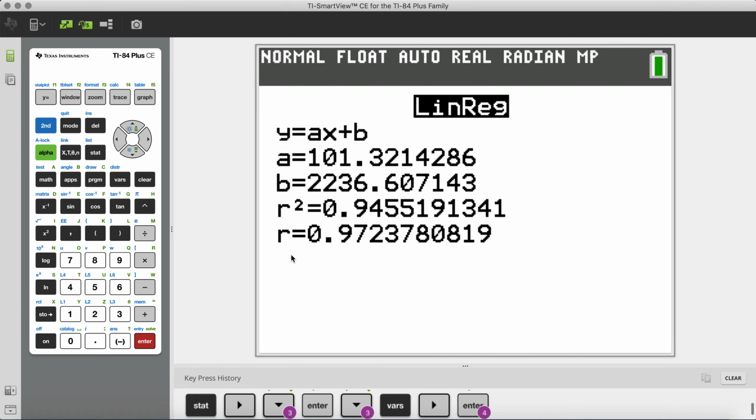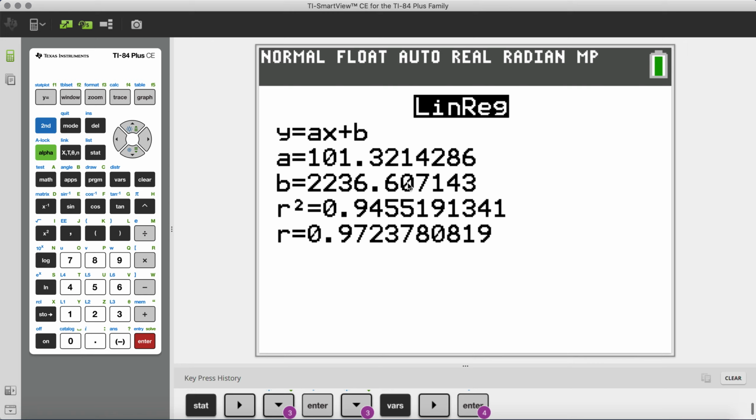Make sure that it makes sense with the data, right? The slope is positive. It's got a really big y-intercept. That makes sense with the data because if you look, the y values are going up as the x values are going up. So that means we have a positive slope. So then find the line for the best fitting data. I would say y equals 101.32x plus 2,236.61. That's what I would write in for A.